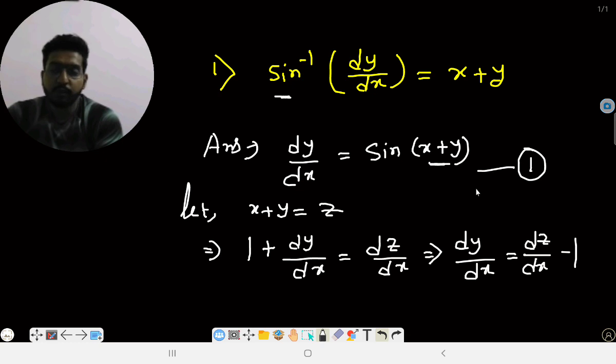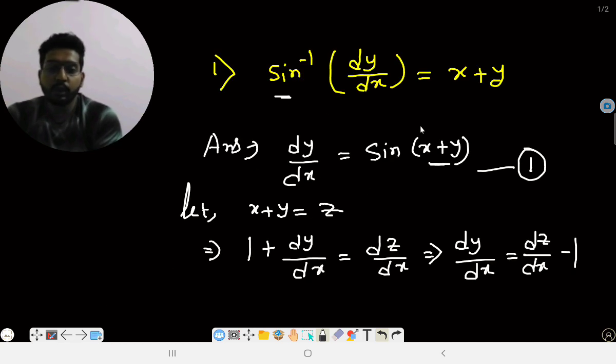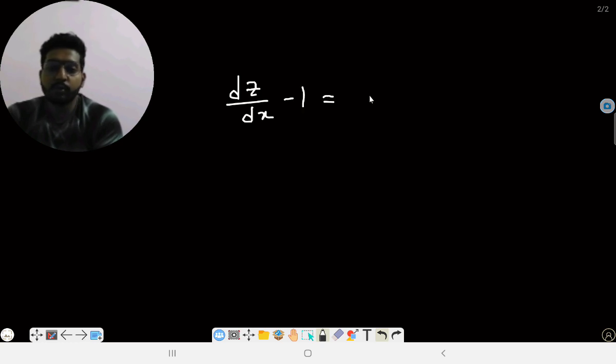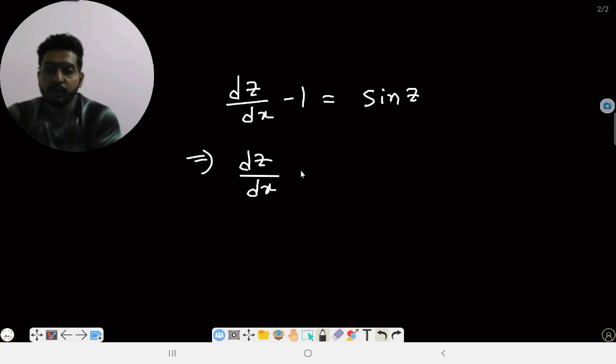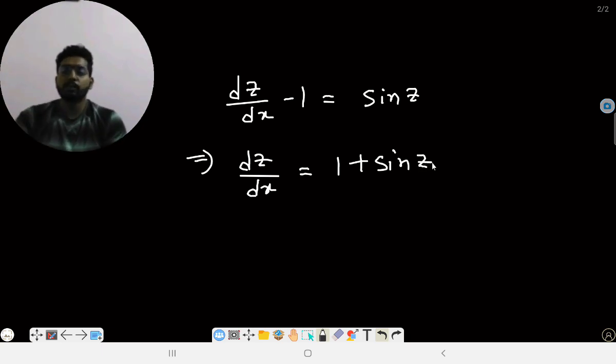Now suppose this is equation 1. We put the value of dy/dx in equation 1. So that will become dz/dx minus 1 equals sine(x plus y), and since we have taken x plus y as z, that will become sine z. So dz/dx equals 1 plus sine z. Okay, so dz/dx is coming 1 plus sine z.